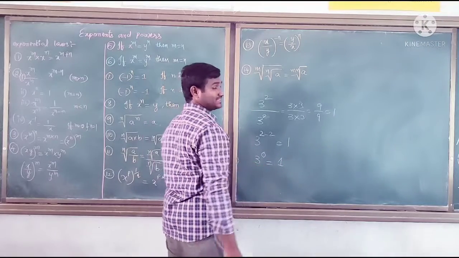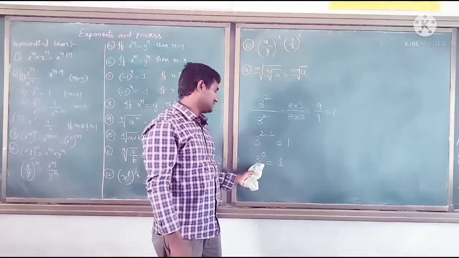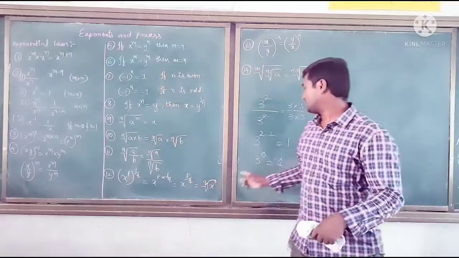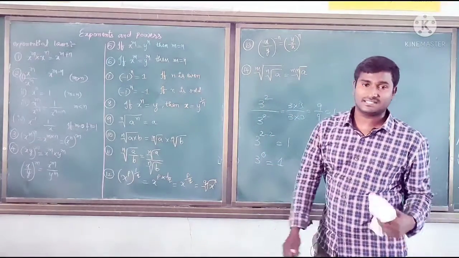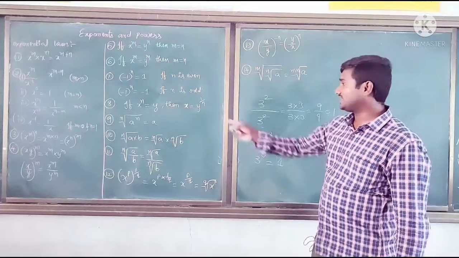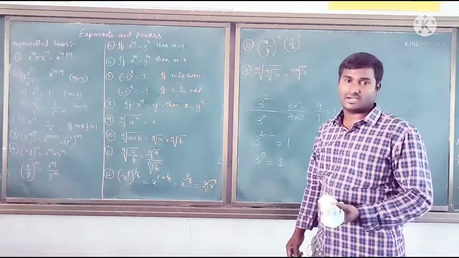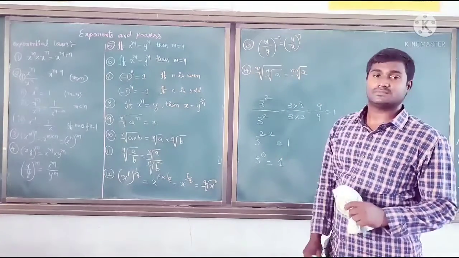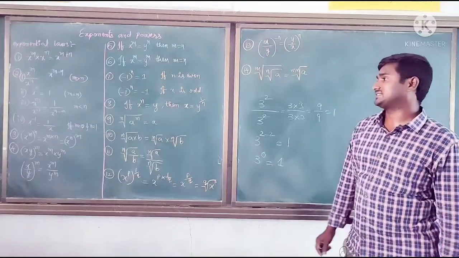So x power 0 equal to 1, we proved, where x is any non-zero real number. Here 3 is a non-zero real number. Anything power 0 we will get 1 only. Instead of x, you can take 10 or you can take 1 lakh, any non-zero real number we can take in the place of x.